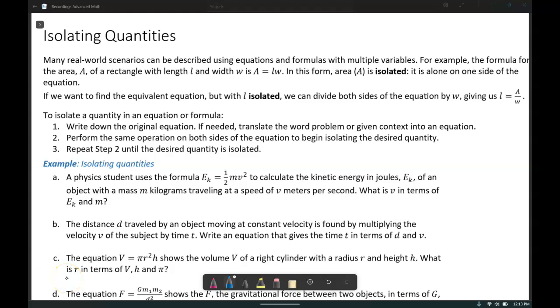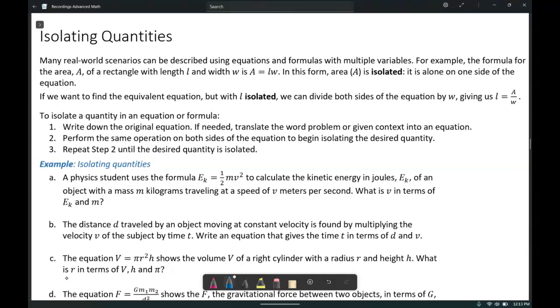Many real-world scenarios are modeled with various equations and formulas. They often have multiple variables. Sometimes we'll want to isolate a variable so that we can highlight the relationship of all the other values to that variable. For example, if we take the formula for the area of a rectangle, area equals length times width, right now the area, which is represented by A, is isolated. But we can rewrite the equation with a different variable isolated, such as L.